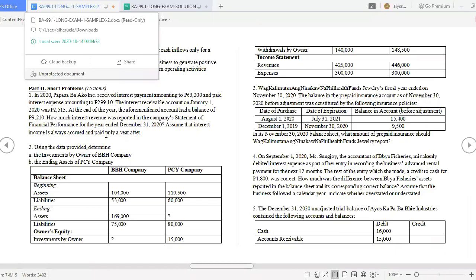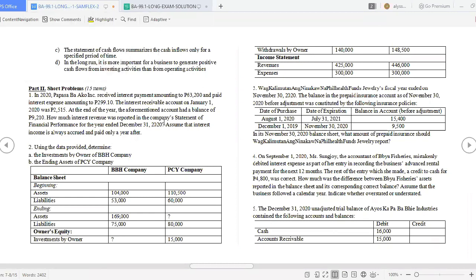Number 2, in number 2, we're given a table for DBH company and PCY company. So we're given the balance sheet, beginning and ending assets and liabilities. So the owner's equity, investments by the owner, and then the withdrawals, and then the income statement, revenues and expenses. So we have 2 requirements here. So let's go first to letter A. What are the investments by the owner of DBH company, rather?